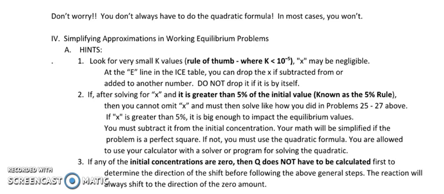And finally, if there are any initial concentrations that are 0, then Q does not have to be calculated. It's just going to go towards the area that has 0. Q, again, is very helpful in doing all these problems, so you know how to set up your ICE table. So let's kind of see what's going to happen next.